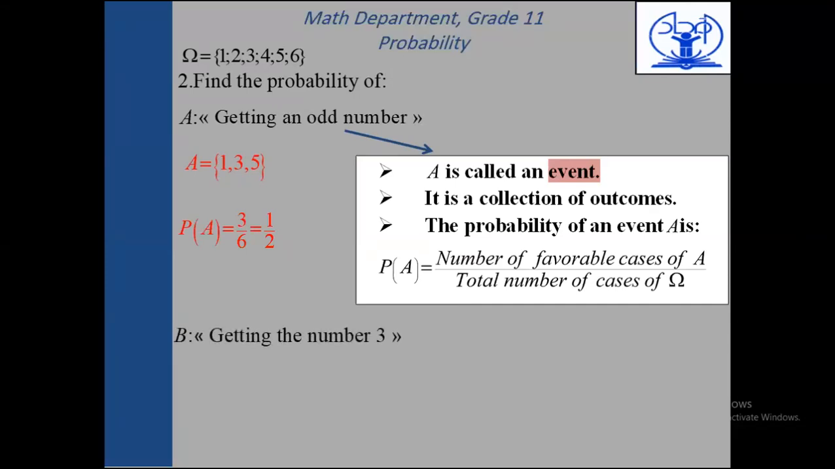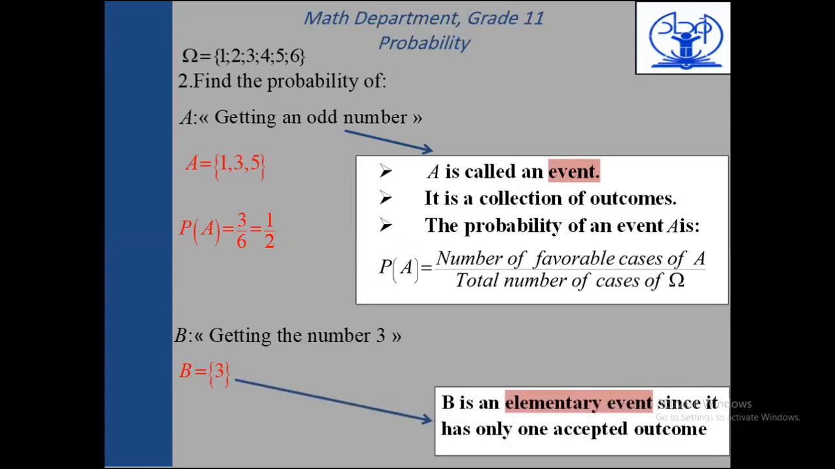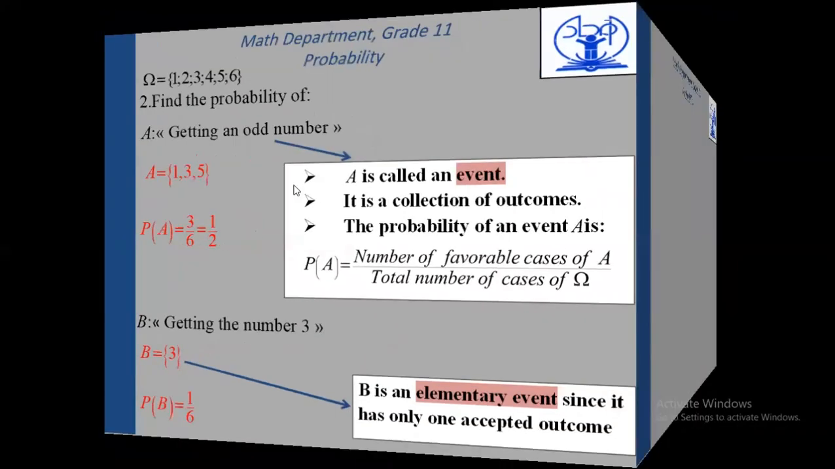What's the probability of getting the number 3? So there is only one possible outcome which is accepted, and that's 3. And consequently, the probability of B will be 1 over 6. What's remarkable about B? B is just an event, but it is an elementary event since it has only one accepted outcome. For example, A here is not an elementary event because it has 3 accepted outcomes.